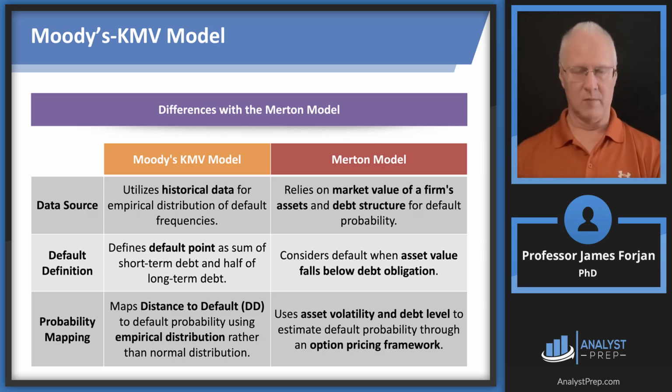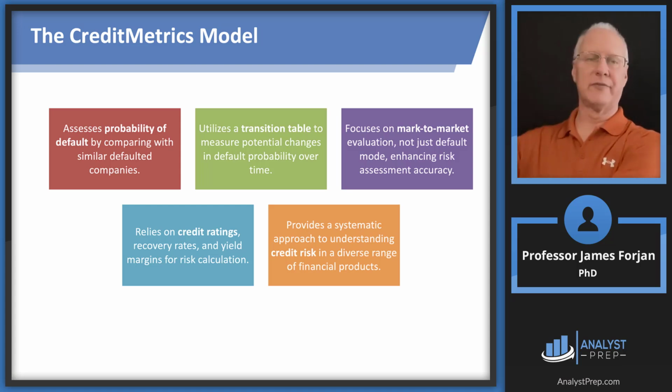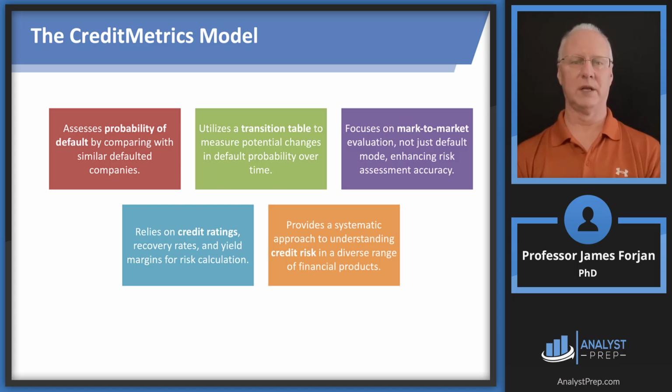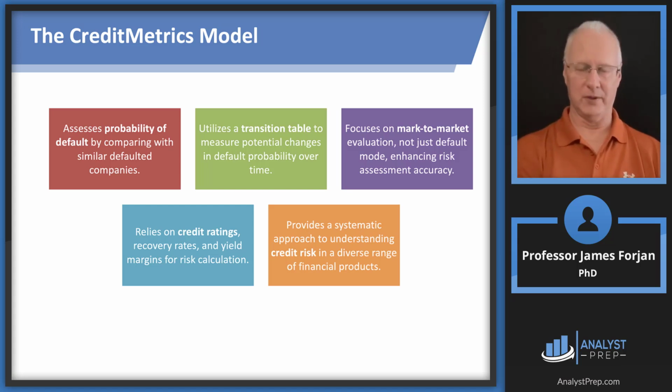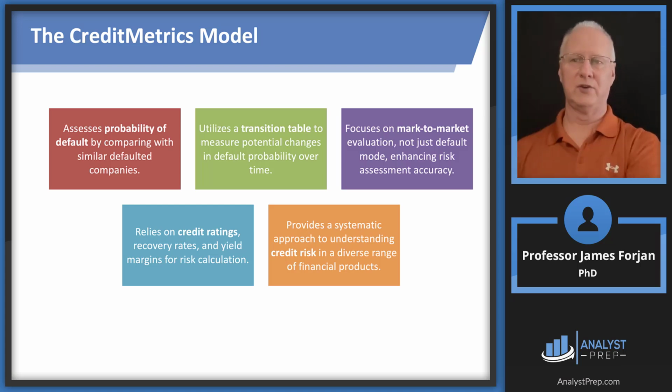So those were the structural models. Let's go ahead and move on to this CreditMetrics model. What we're trying to do here is assess the probability of default by comparing it with similar defaulted companies. So you get the sense that this is, what did I call these? Non-structural models. We might have a structure, but we're going to compare it to firms over there to assess the probability of default. So there's a transition table that will allow us to say something like, okay, today we have this probability of default. Next week, we have this probability of default because of all of these changes that are out there.